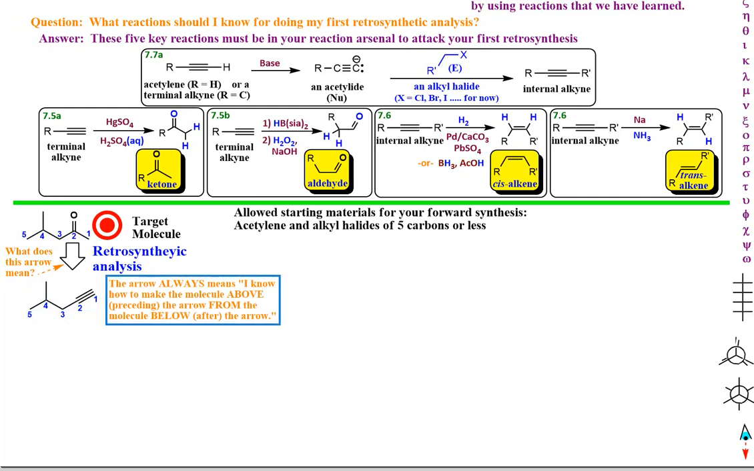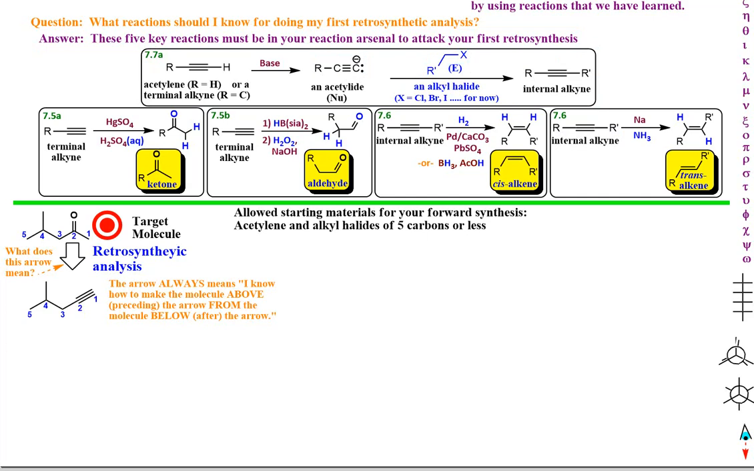So the arrow means that I know how to make the molecule before the arrow from the molecule after the arrow. Which in effect means this is our new target molecule. And how do I make alkynes from simpler molecules? Here's an alkyne that came from 2 simpler molecules, here and here.